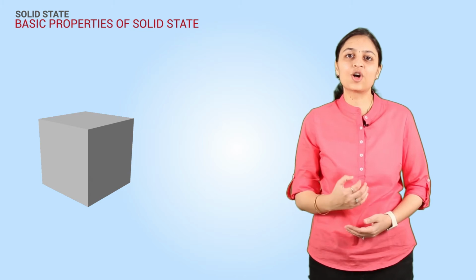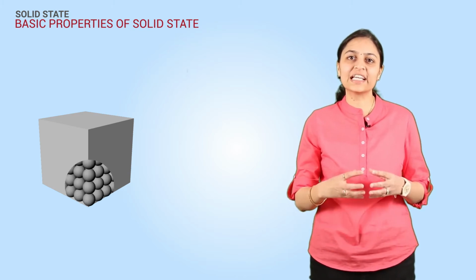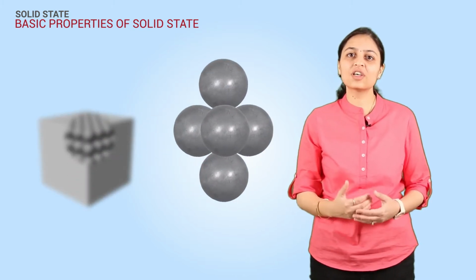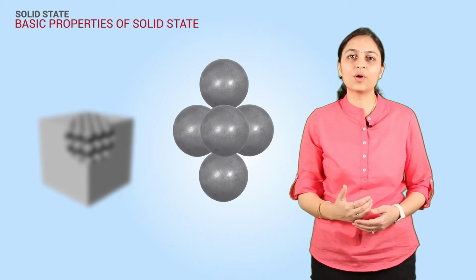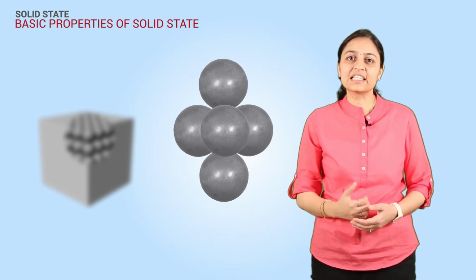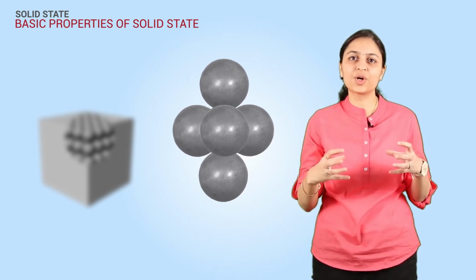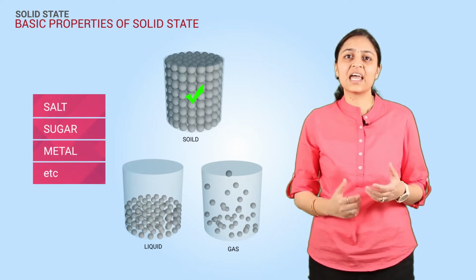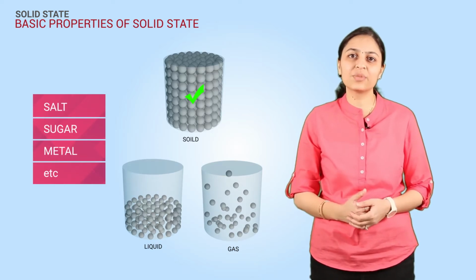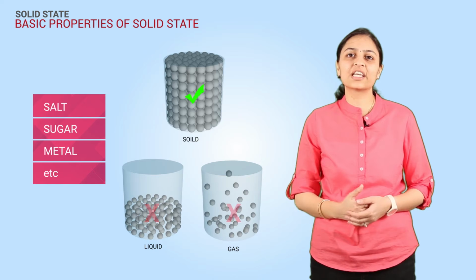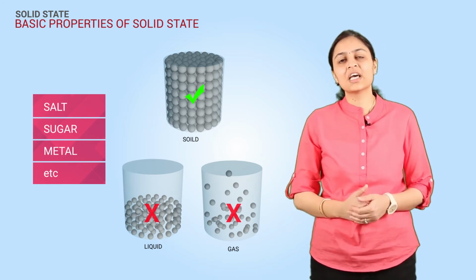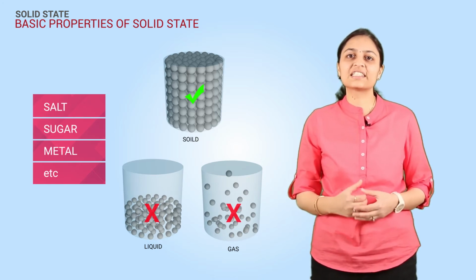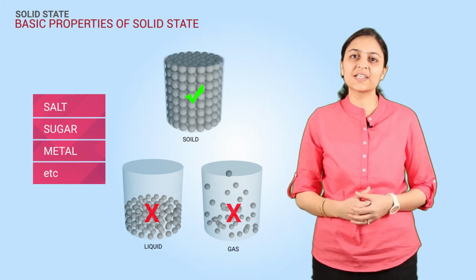In solids, the constituent particles are closely arranged and are in a constant state of vibration about their mean position. This is the reason that it is very hard to compress solids. Now the question arises, why do certain matter such as table salt, sugar and metals exist in solid state at room temperature? Why can't they exist in a liquid or a gaseous state? This is due to the forces that exist between their constituent particles.